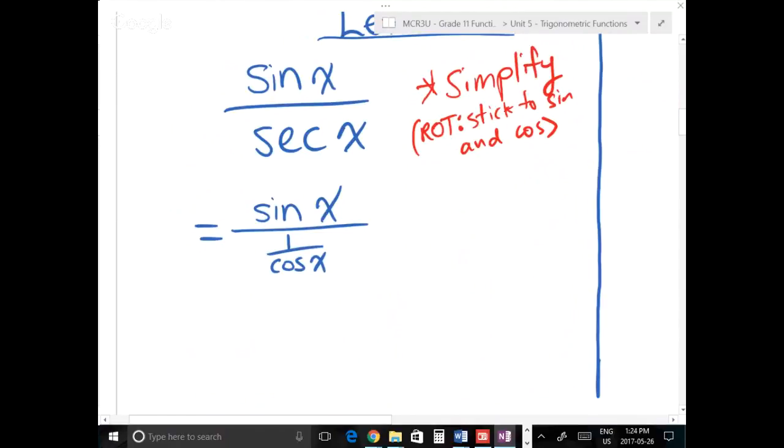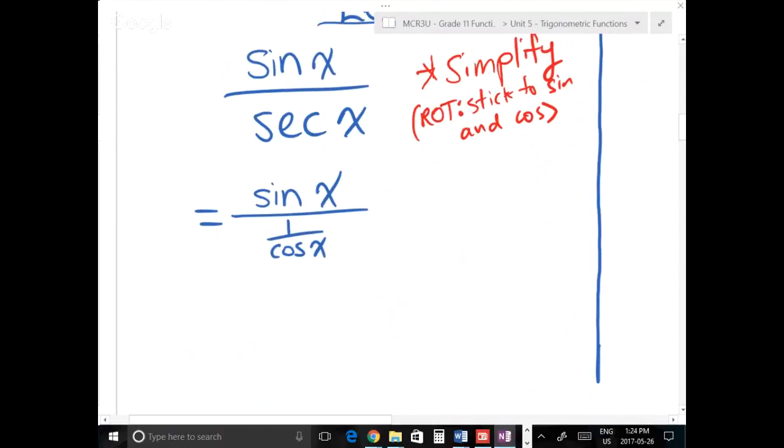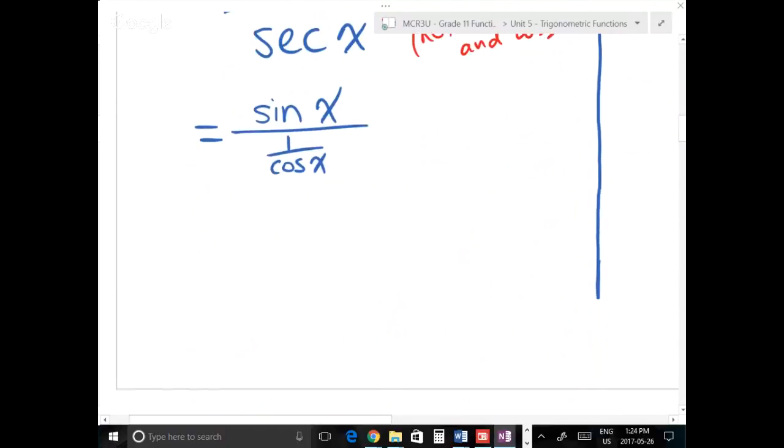Now, this is where your algebra skills are going to come in. If we divide by a fraction like that, what can we do? How can I rewrite this? You can multiply it out. Yeah, so I could make this equals sine x divided by 1 over cos x, right? I could write it like that. Okay, that works. And then we know that division of a fraction, what do we do? You flip it.